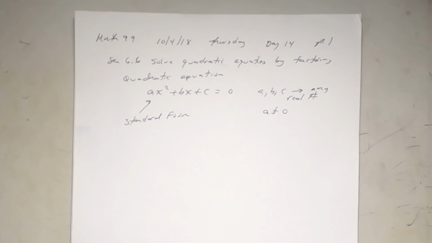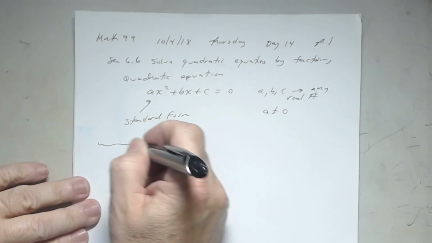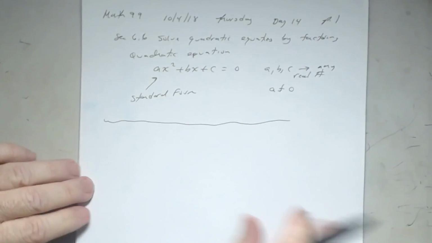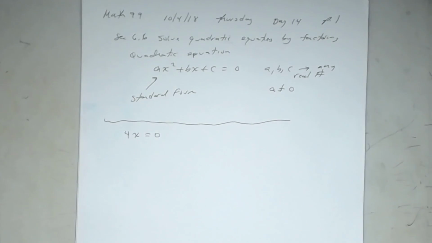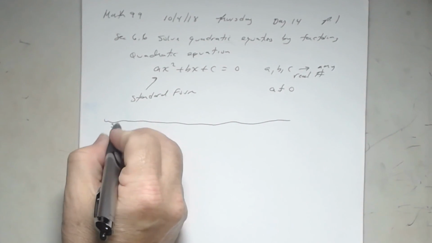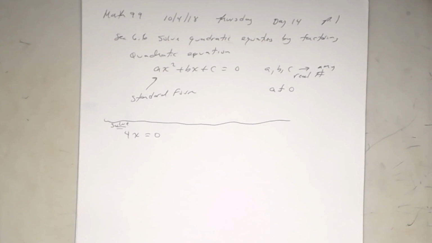Okay, so let's talk about another thing you're going to need in this section. Let's suppose I have 4 times x equals 0, and I asked you to solve this equation. X is 0. The only way the left side can be 0 is if x is 0. That's the only way, right?